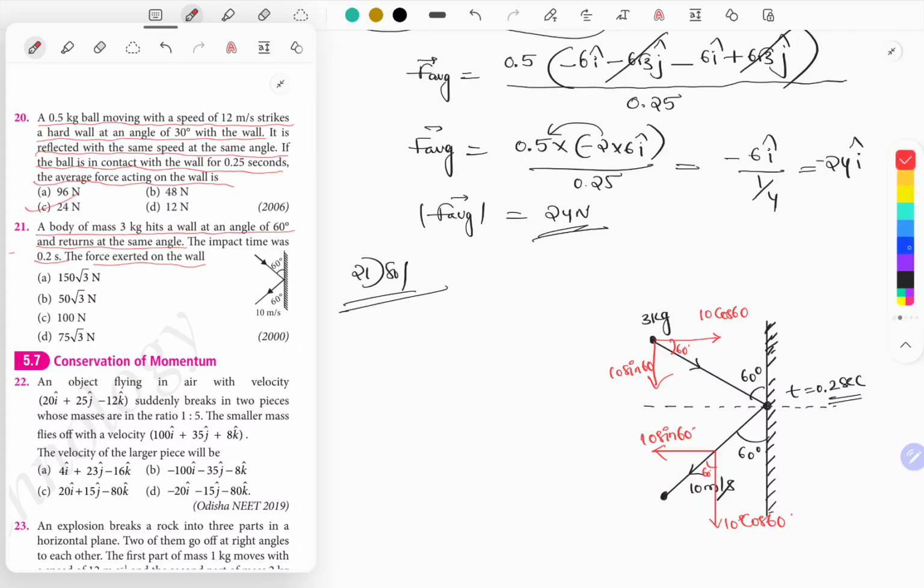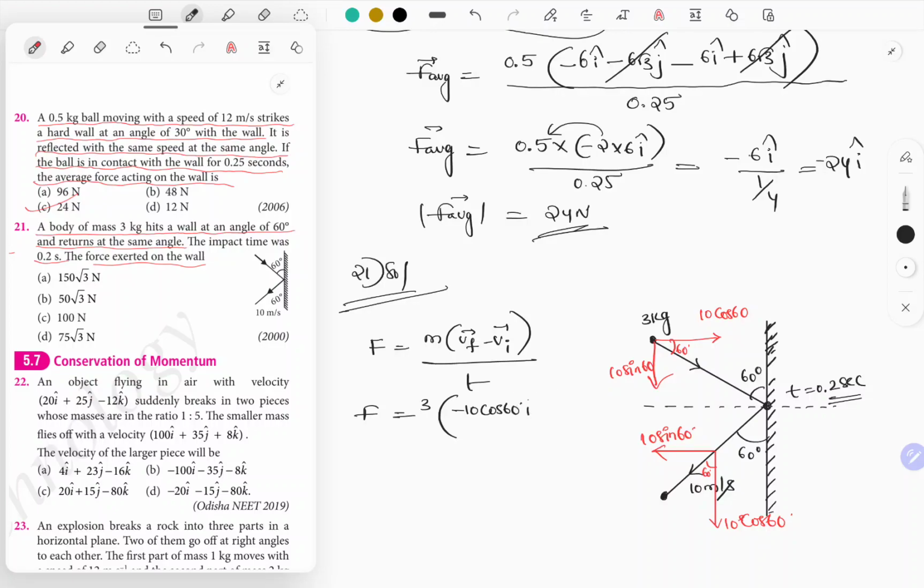So let me represent in the formula F is equal to mass into final velocity minus initial velocity divided by time. In this formula we have to substitute: mass of this object is 3 kg, final velocity is minus 10 cos 60 i cap. Cos 60 is, let me substitute it directly, cos 60 is root 3 by 2. I am writing it here. So this is the final velocity.